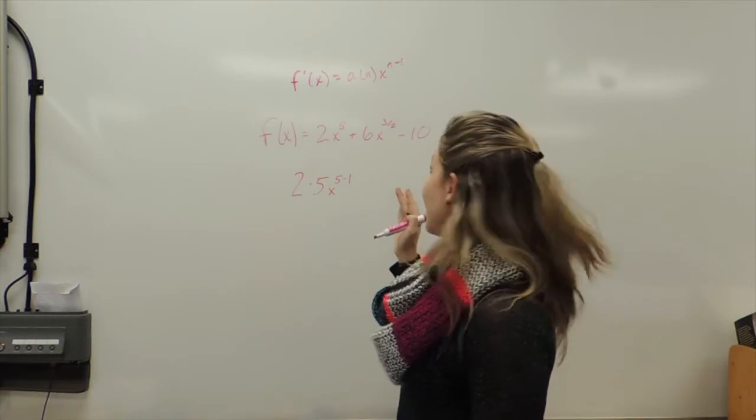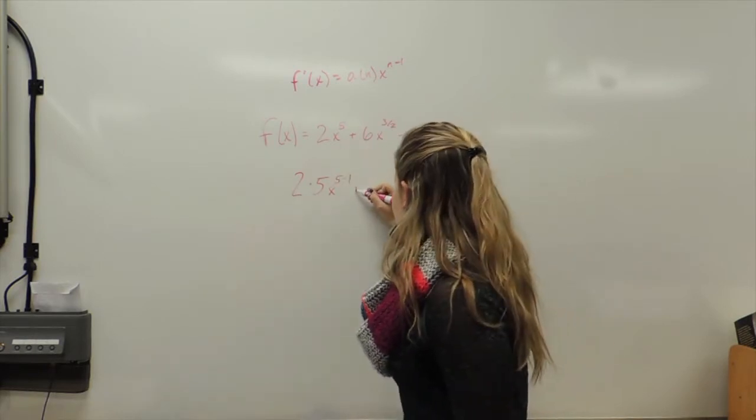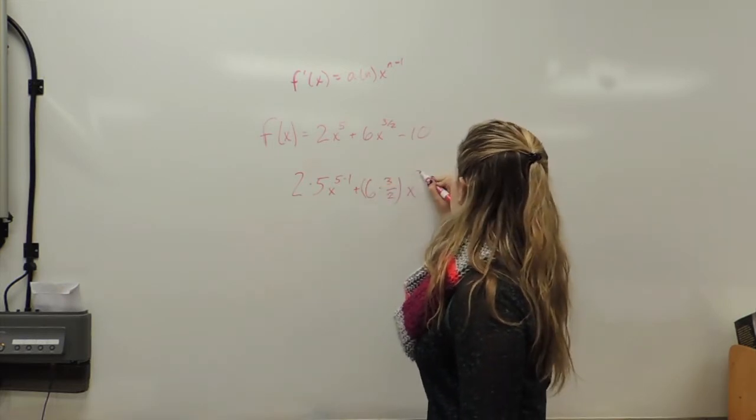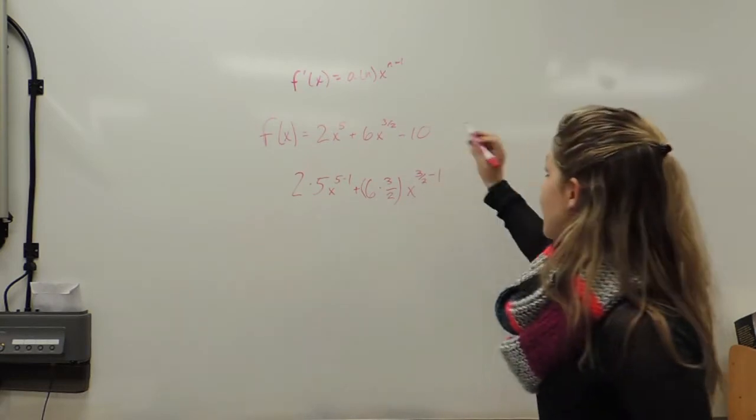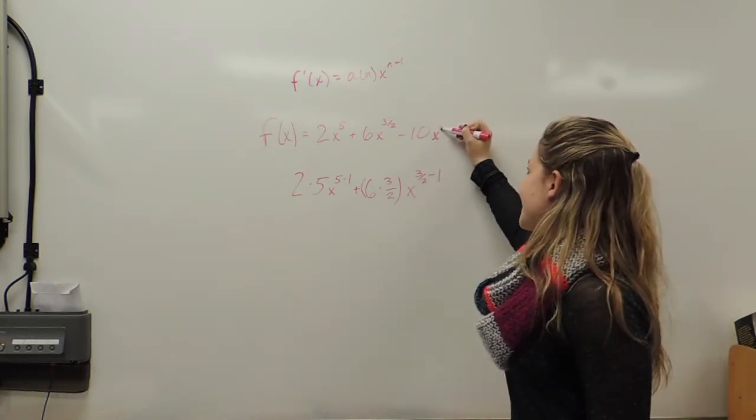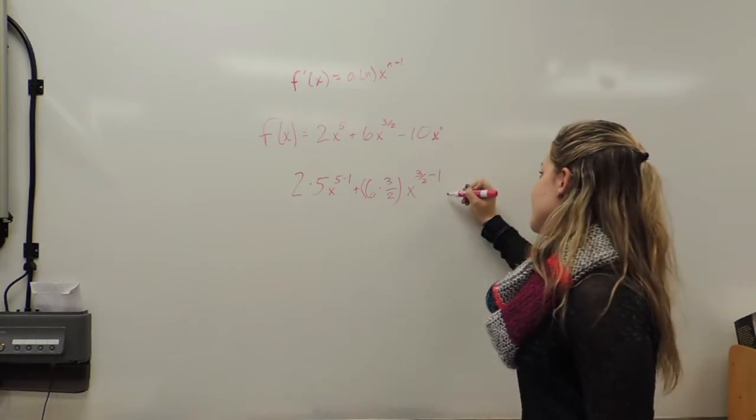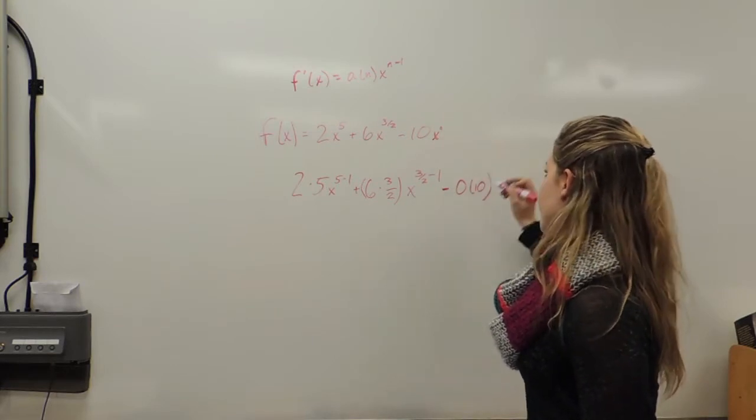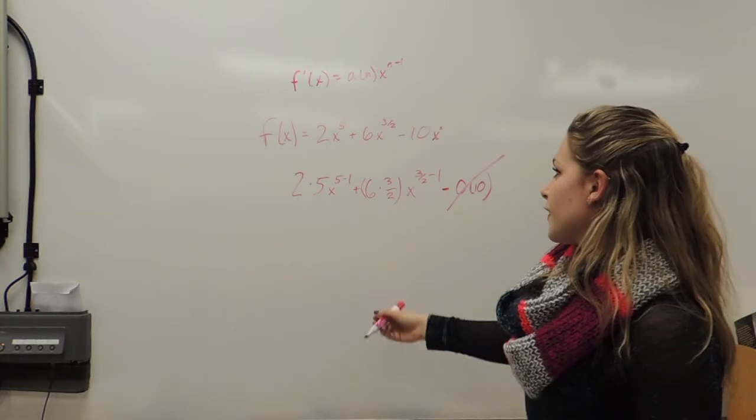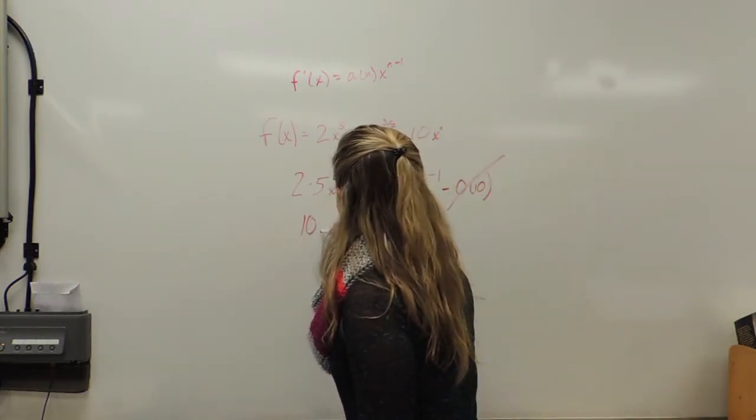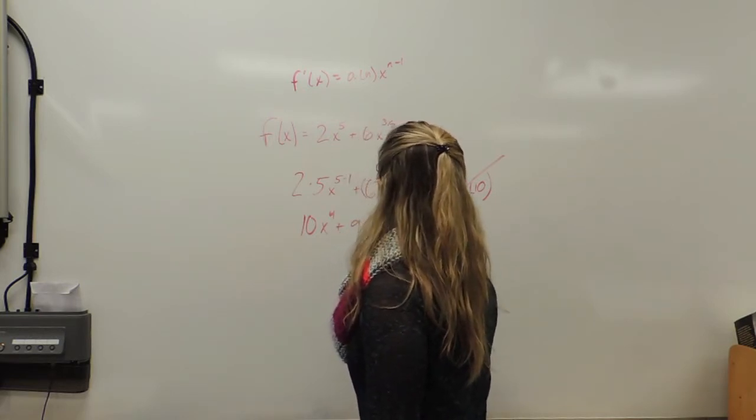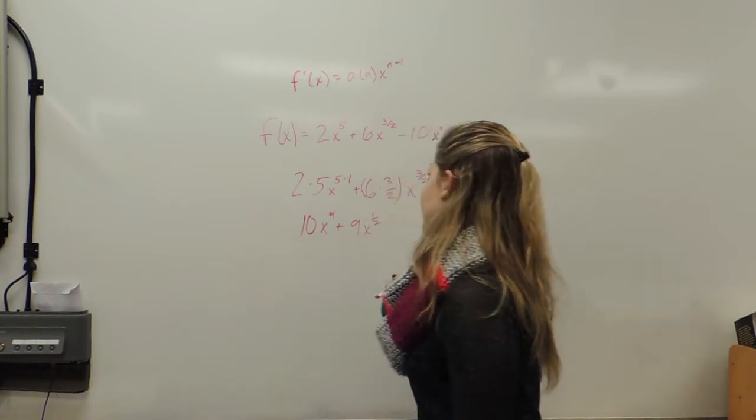Now you're going to differentiate term by term, so this is separate from that. And then with the 10, you can think of it as x to the 0, and if you bring that 0 down, it would be 0 times 10. So no matter what's after that, it's just going to cancel and be 0. So you simplify all this out, you're going to have 10x to the 4th plus 9x to the 1/2. And that is the derivative.